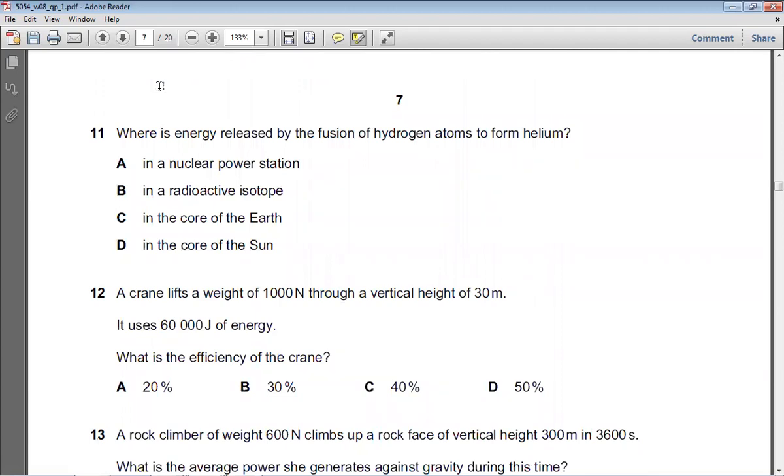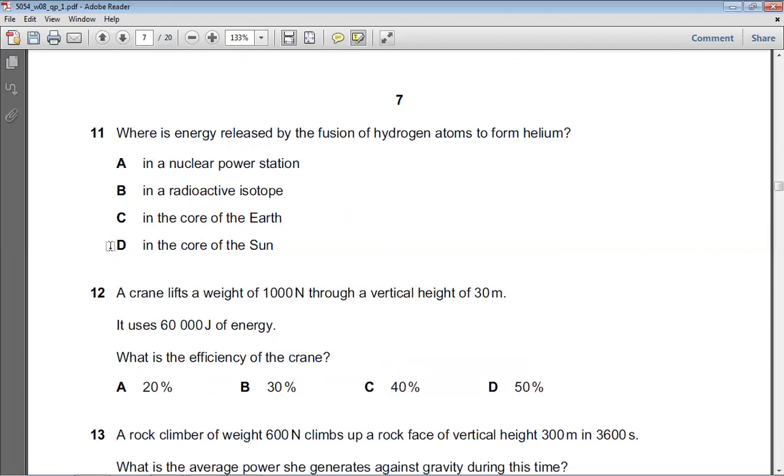Where is the energy released by fusion of hydrogen atoms to form helium? In the fusion process, smaller nuclei come close to each other and make a larger nucleus. For example, two hydrogen nuclei come close to each other, fuse into each other, and make a nucleus of helium. This is happening on the stars and on the sun. So where is the energy released?